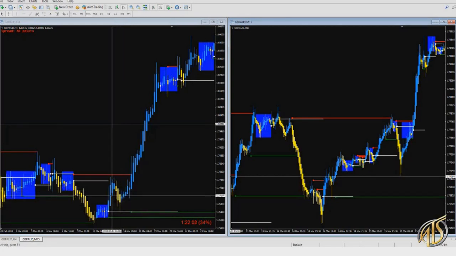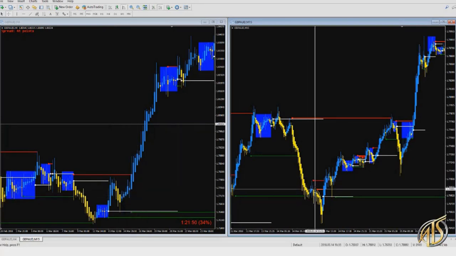Why would you not be trying to sell this? Because you're against the last white line on the 4-hour. So you would have picked it up right back here where you confirm blue on this 4-hour candle. And here you go. Here come your trades again.